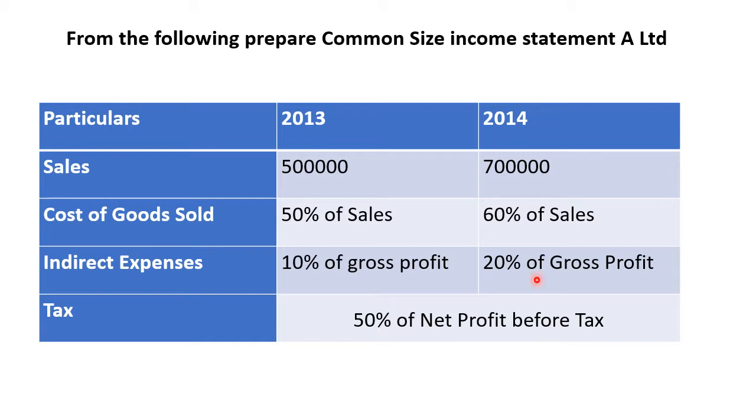Okay, so if you look into this question, you have 2 years, 2013 and 2014. Sales it is 5 lakh and 7 lakh. Cost of goods sold 50% of sales, and here it is 60% of sales. Indirect expenses and taxes given. So without wasting much of time, we'll just move into the solution part.